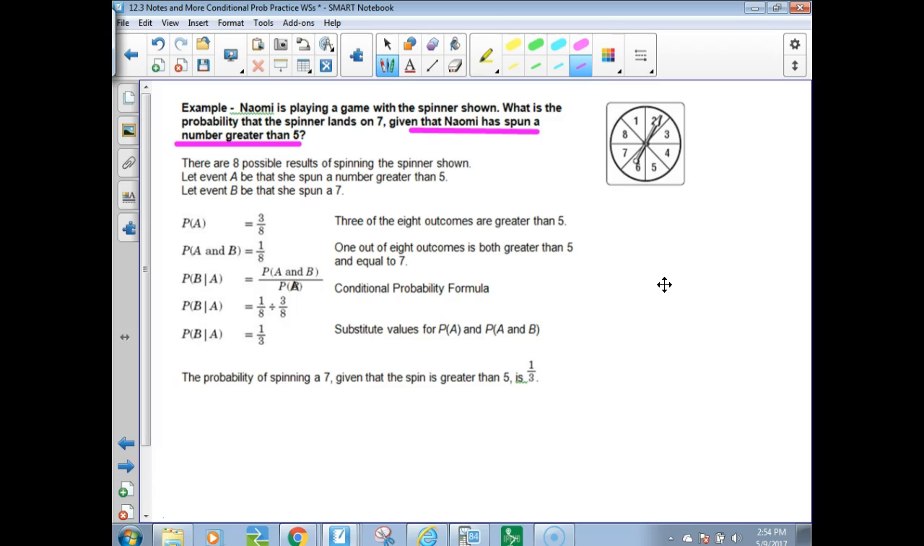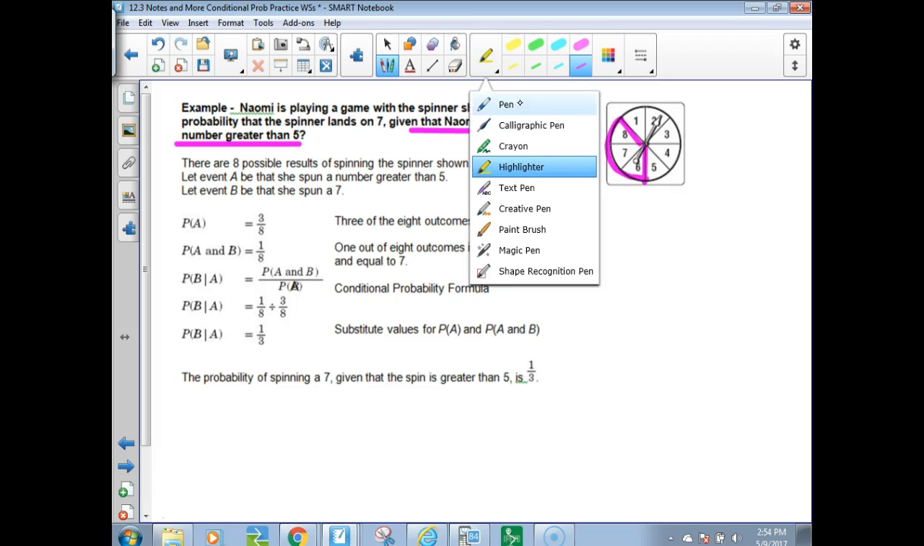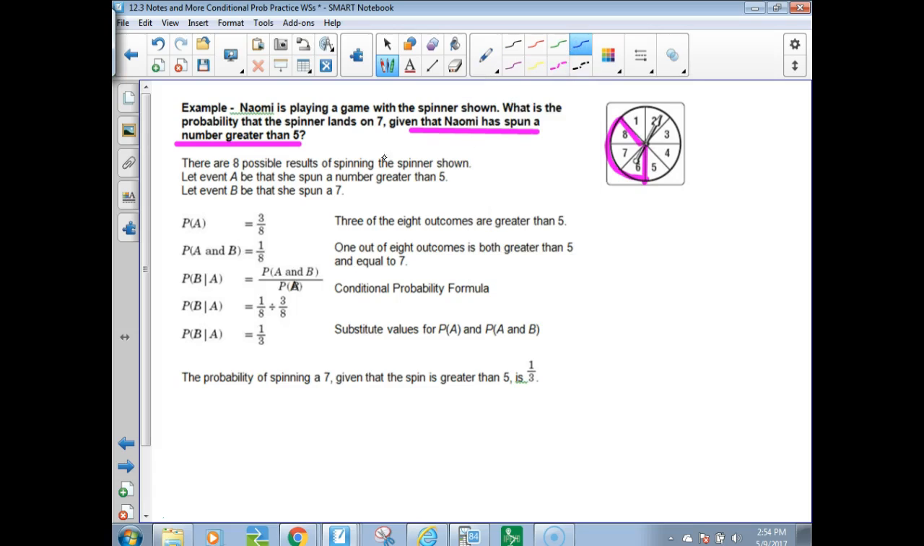So if we look at that spinner, how many numbers are bigger than 5 on it? What we really need to pay attention to is the numbers bigger than 5. They said she spun a number bigger than 5. What's the probability that the spinner lands on a 7? We've got 3 numbers to choose from because those are the numbers bigger than 5. And she landed on 7. There's only one 7, so that's why the probability would be 1 in 3.